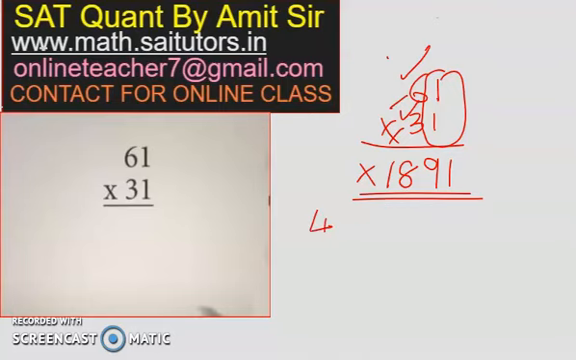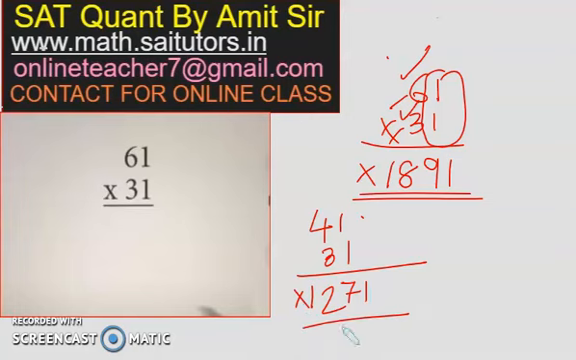Similarly, if you are asked to multiply 41 and 31, answer would be 1271, and 4 times 3, 12. I hope it is clear.